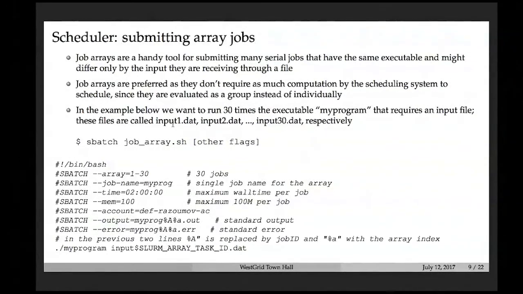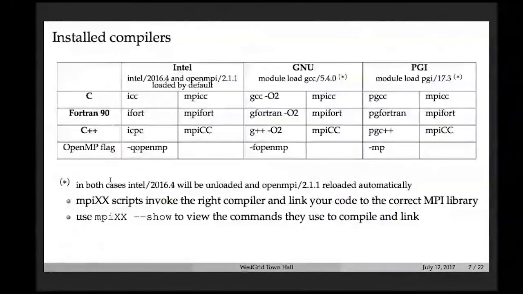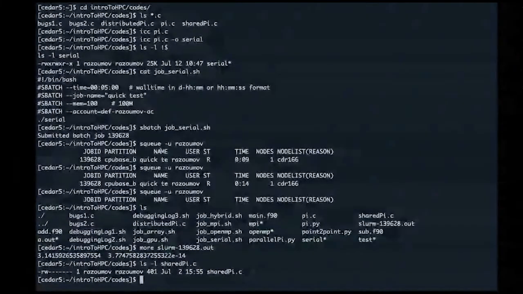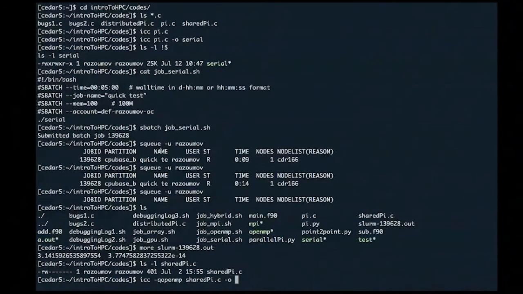I'll have the code here. It's called shared pi. Again, the same algorithm, but now it's an OpenMP job. And to compile it, let me go back to the slide. For the Intel compiler, it's -qopenmp. So I'll simply say icc -qopenmp shared pi, followed by the name of the executable that I'm going to call shared, or I guess I should call it openmp because that's what I have in my job submission script.